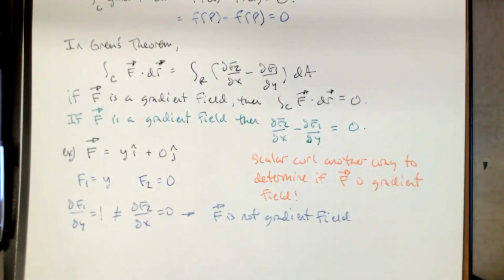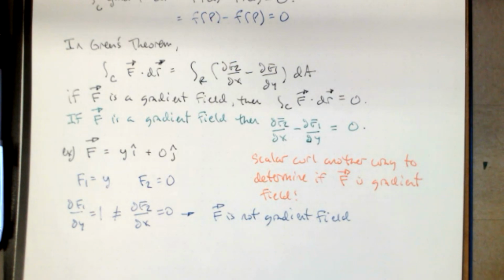So if we look at the calculations that we had before, if we just look at the vector field f as yi plus 0j, the partial of f1 with respect to y is 1, and the partial of f2 with respect to x is 0. These are not equal, so f is not a gradient field. We already knew this because we worked out the line integral. We already knew that f was not a gradient field because when we worked out the line integral, we did not get 0.